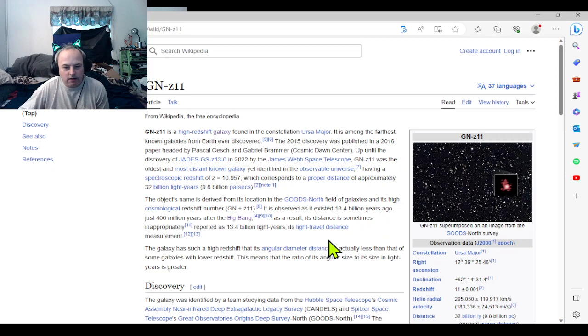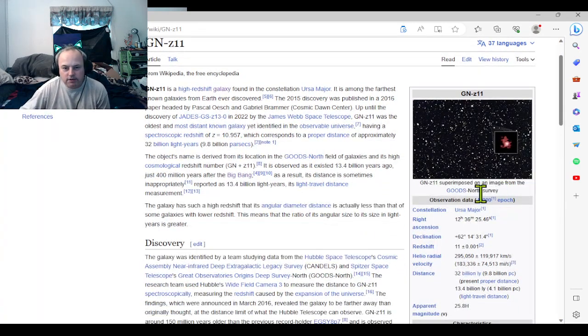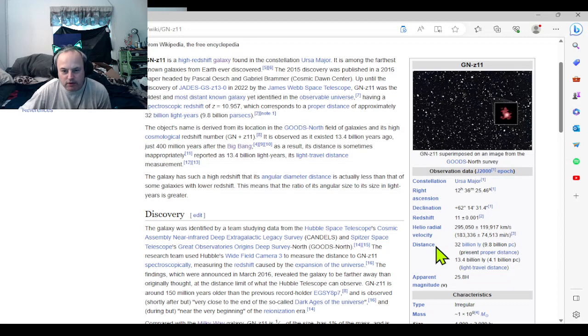There's no way. Like this one here, it's at 32 billion light years away. So you're telling me that during the Big Bang, this galaxy was still here, 32 billion light years away, but then you have other galaxies which aren't near as old. So how can the older galaxies be from the same point, be from the same place? And that's what they're saying with the Big Bang.